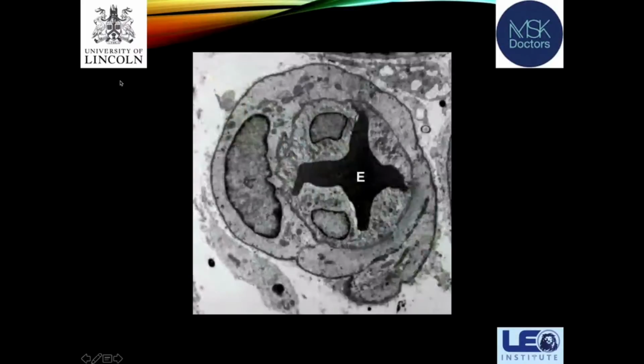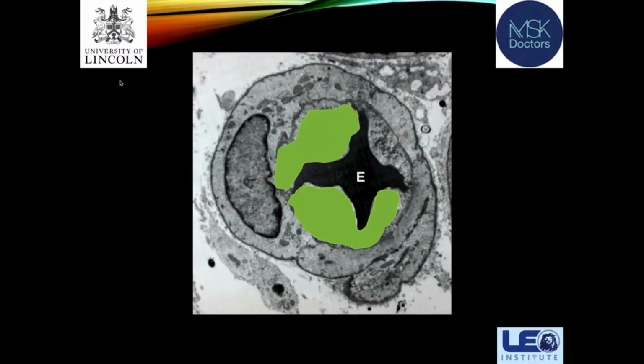This is the cross-section of a microcapillary. You can see the bit I highlighted green here is the endothelial cells, which are the cells lining the capillary. In the center, marked E, is the lumen of the capillary, where the blood flows through.